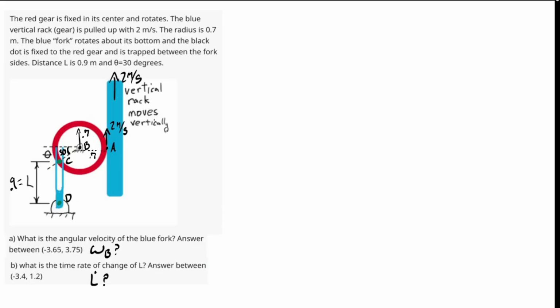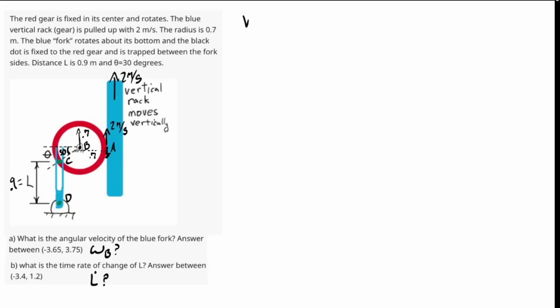So for these two things, this gear with these teeth and this rack with these teeth, they're in temporary contact and they're not slipping because of the gear teeth. We know that at point A, that point is going to have the same velocity as this blue rack. Since the blue rack is moving upwards at 2, we know A is also moving upwards at 2 at this moment in time.